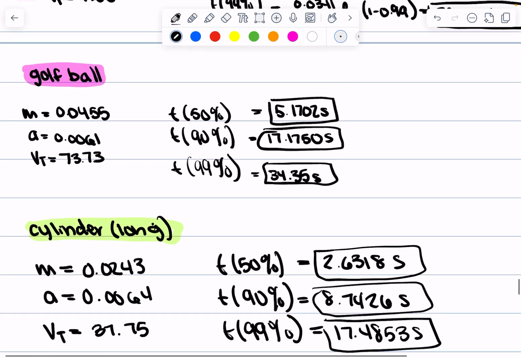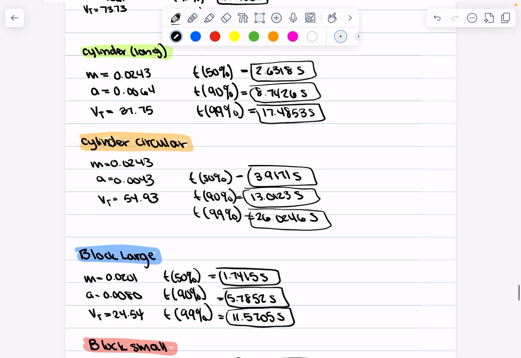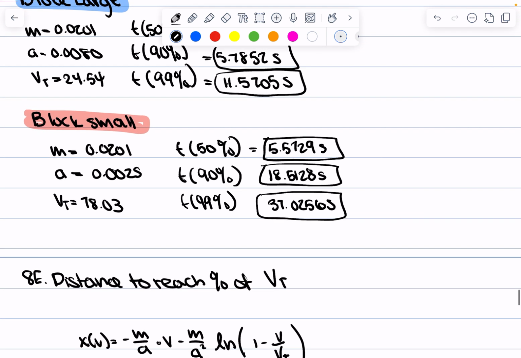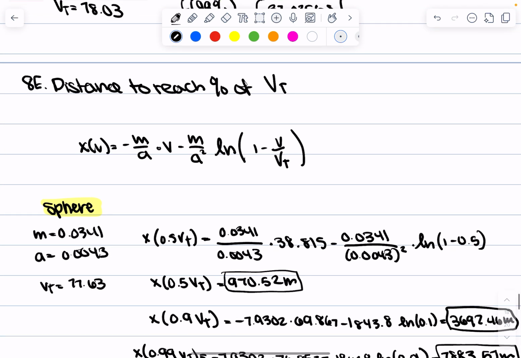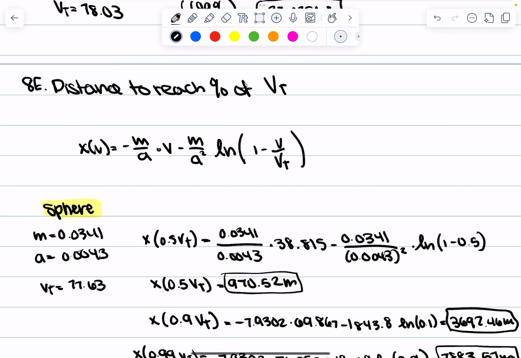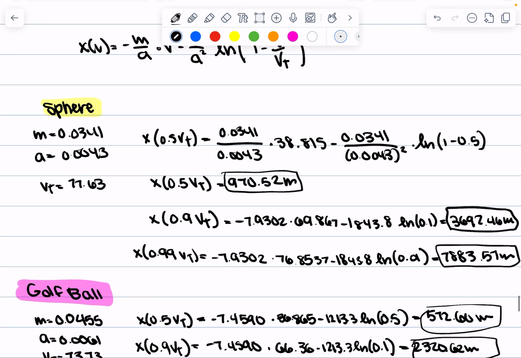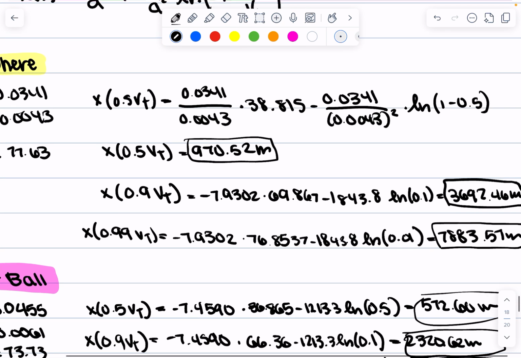For the golf ball, the 2 orientations of the cylinder, and the 2 orientations of the block. And then part 8e, distance to reach a percentage of terminal velocity, same percentages, 50%, 90%, 99%. Using this position equation, just plug in and simplify all the way down. And we get this for our distances to reach the percent of terminal velocity.